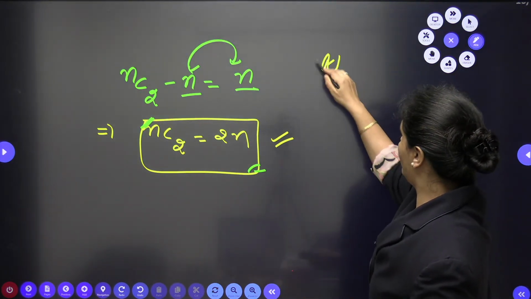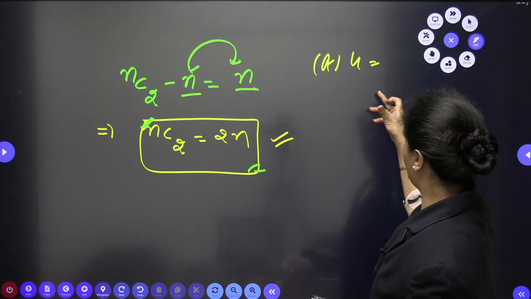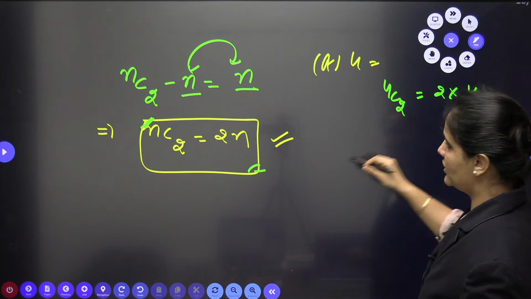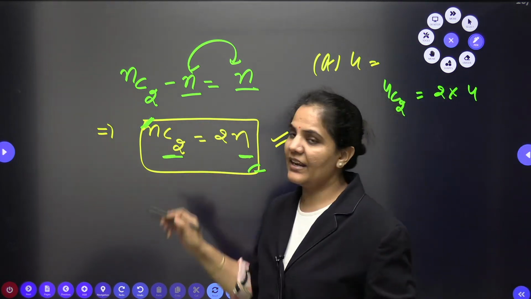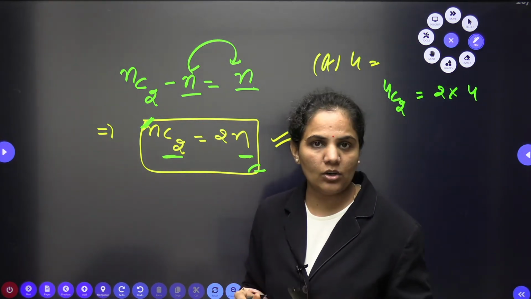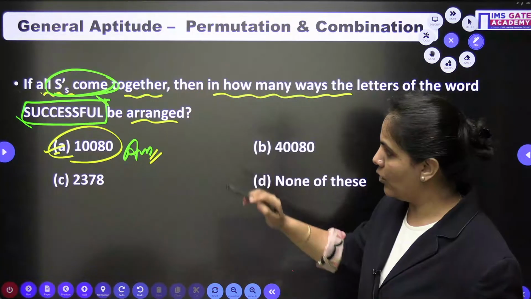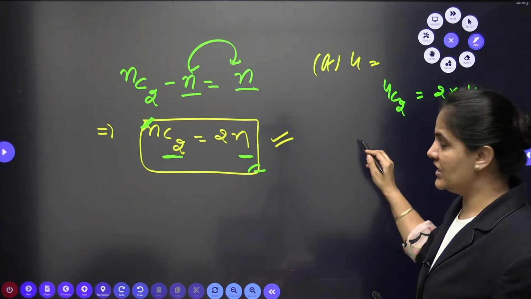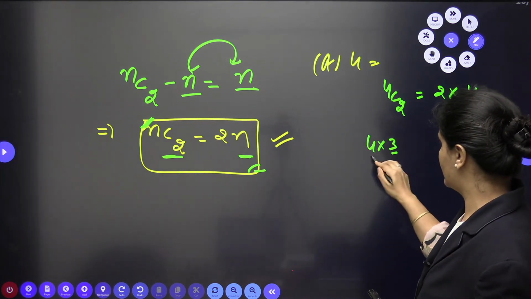If I go with the first option, which is 4, I put it here: 4C2 is equal to 2N, means 2 into 4. Left hand side and right hand side, both sides I will put the value of N, which is 4. So it will be 4C2. 4C2 is 4 into 3 by 2, means 6.